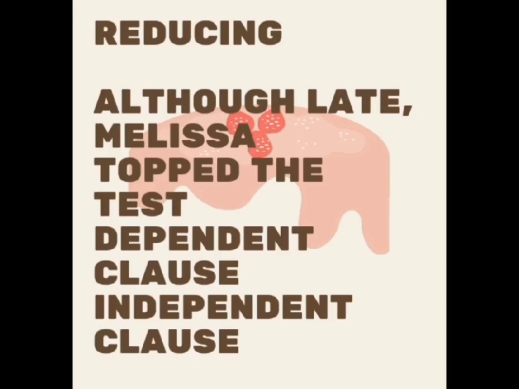The independent clause Melissa topped the test is a complete sentence on its own. It conveys the main idea of the sentence, which is that Melissa achieved the highest score on the test. By combining the dependent clause and the independent clause, the sentence suggests a contrast or unexpected outcome. It highlights the impressive accomplishment of Melissa topping the test despite her lateness.